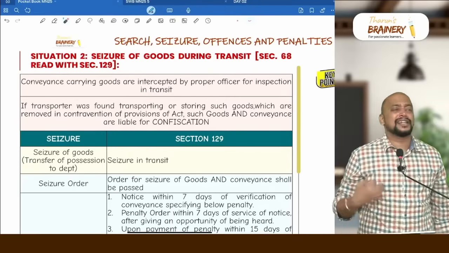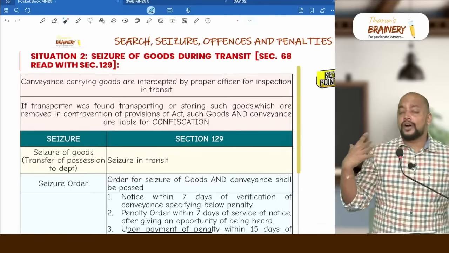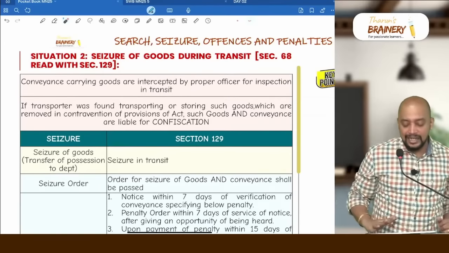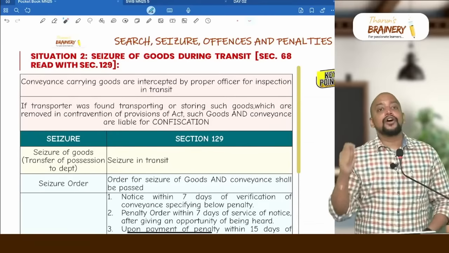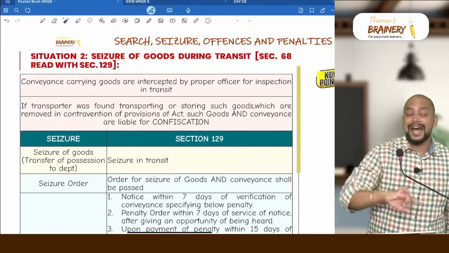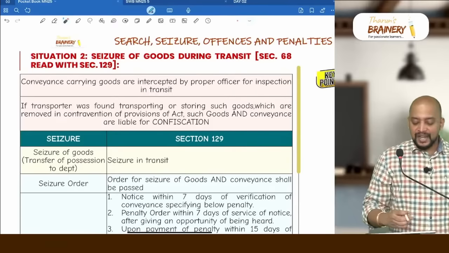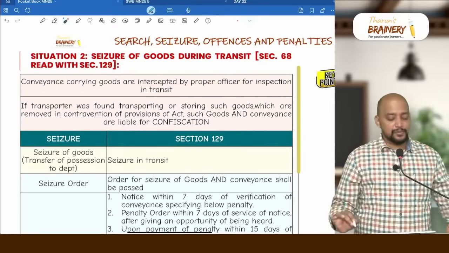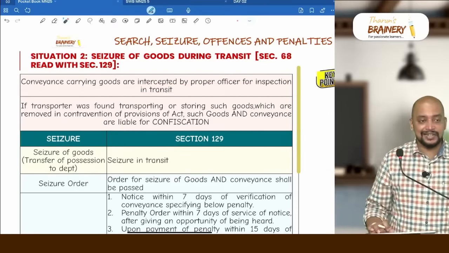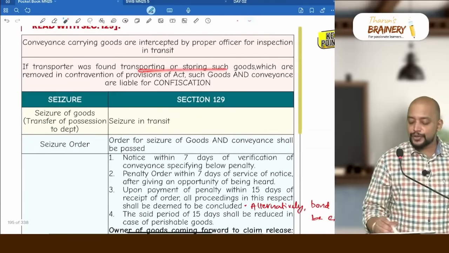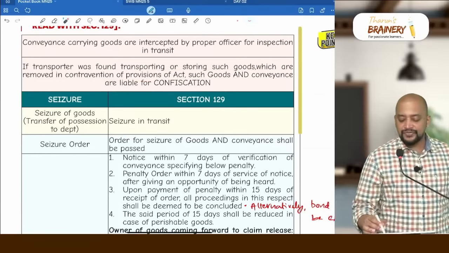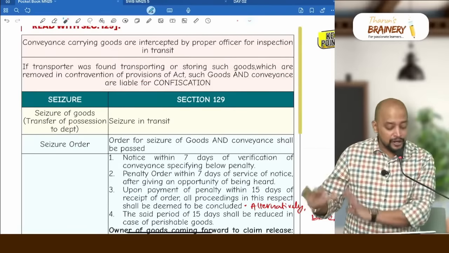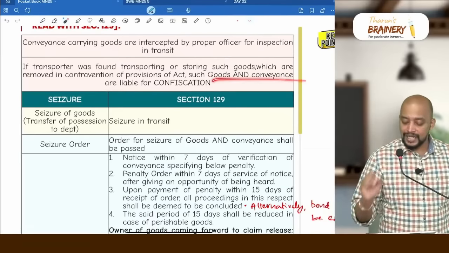Maybe the e-way bill is not there, the tax invoice is missing, or wrong information is there in the e-way bill, etc. Then the proper officer will pass a seizure order for seizing both the goods as well as the conveyance. Conveyance carrying the goods is intercepted by the proper officer for inspection in transit. If the transporter was found transporting or storing such goods which are removed in contravention of the provisions of the Act, such goods and conveyance are liable for confiscation, both goods and conveyance.